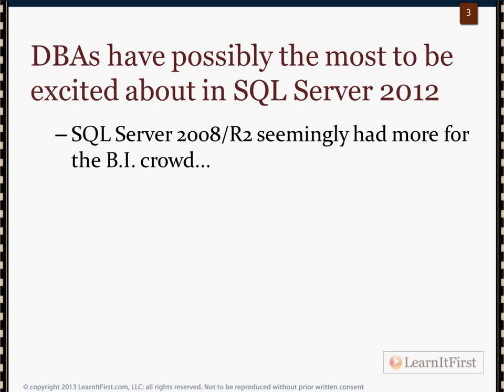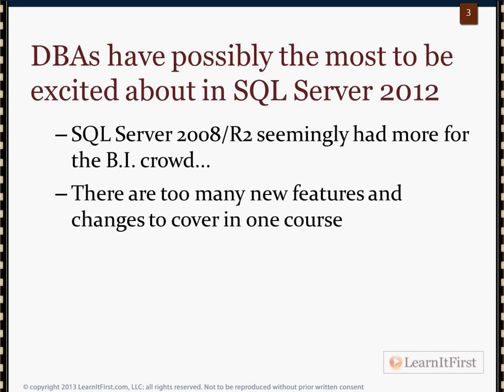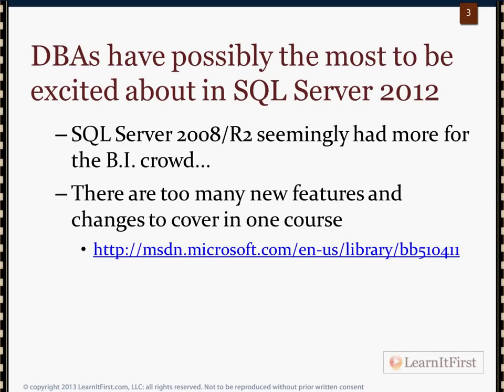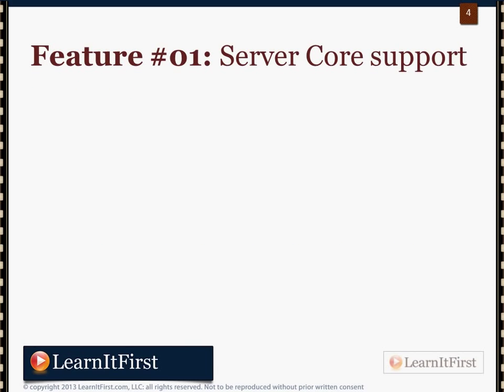SQL Server 2008 R2 had a lot for the business intelligence folks, but it seems like 2012 has so many new features for the DBAs. I'm not sure that we quite win the new features war, but there's a lot, okay? I do have a link. Get the PDF of this video, pull this up, and you can see a link from Microsoft that lists all the new features. I've picked out about 15, and that's what this video will walk you through: my favorite new features, the things I thought were worthy of highlighting to a group of peer DBAs like you. So feature number one, one of the things I'm most excited about, is server core support.